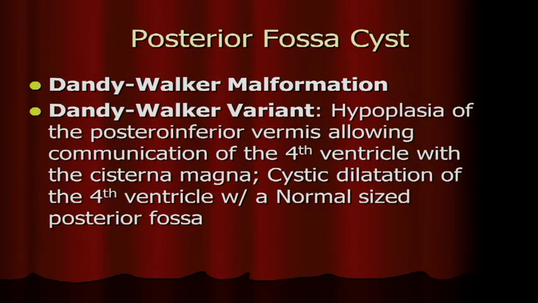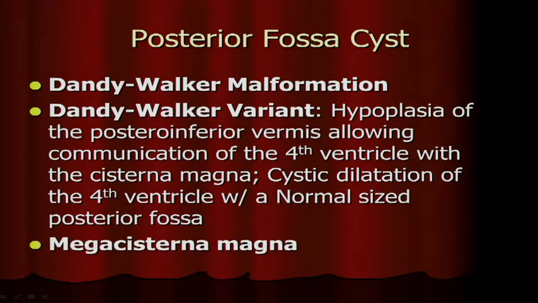The variant is hypoplasia of the posterior inferior vermis, which allows communication of the fourth ventricle with the cisterna magna. There is cystic dilatation of the fourth ventricle with a normal size posterior fossa. This is a big posterior fossa, this is a normal size. And then the megacisterna magna is the least common.